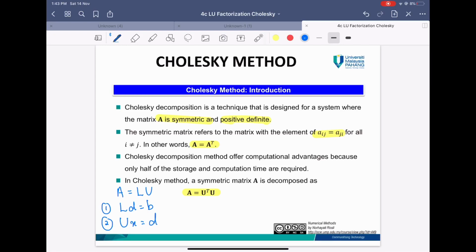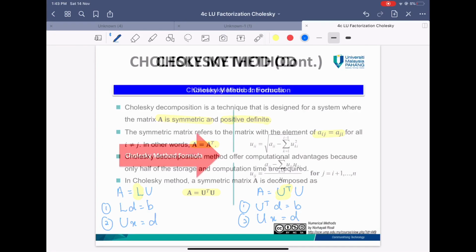But in the Cholesky method, we have A equal to the product of U transpose times U. You can see that U transpose is the lower triangular matrix. So instead of L, we can write U transpose D is equal to B. And then we can solve for X where Ux is equal to D. For this method, we just need to find matrix U.